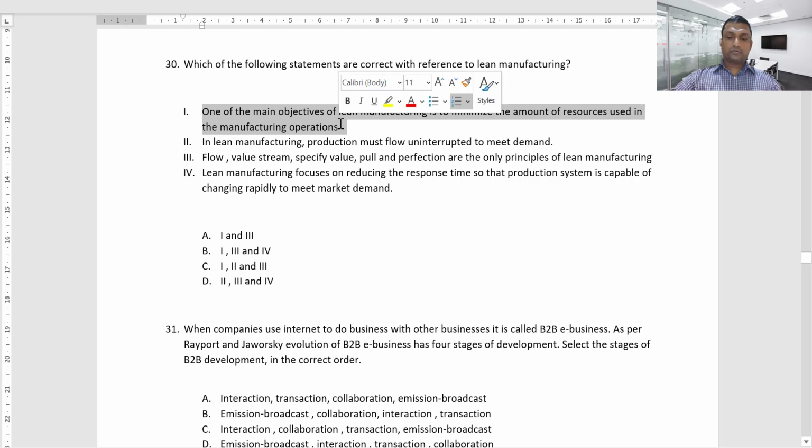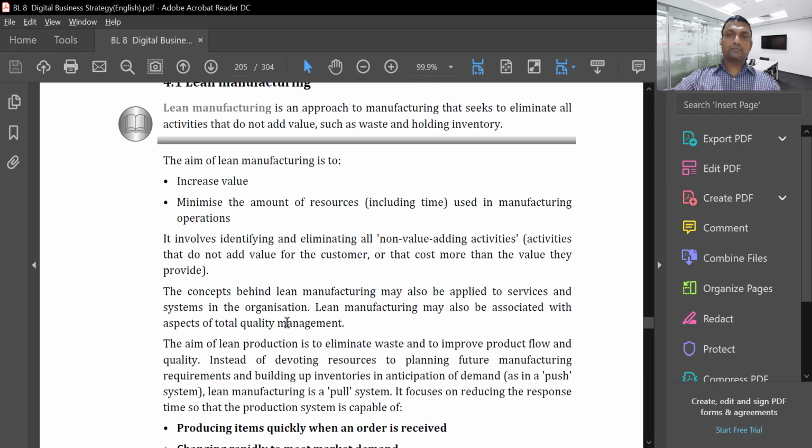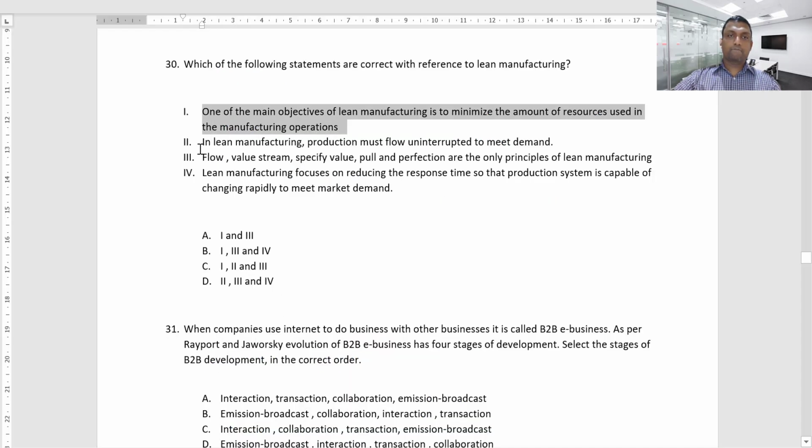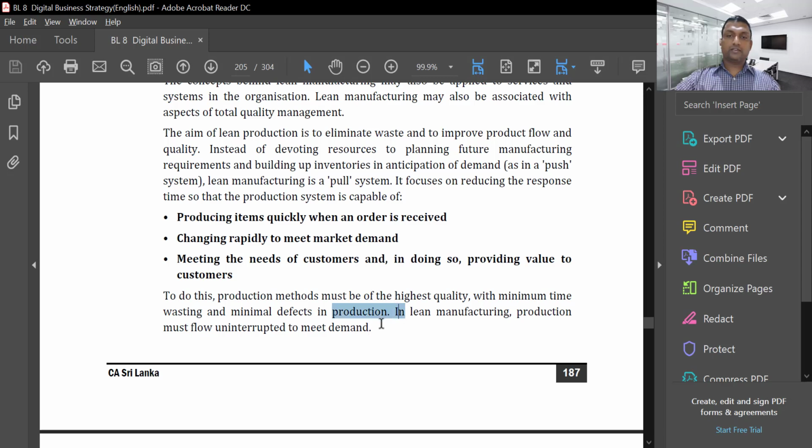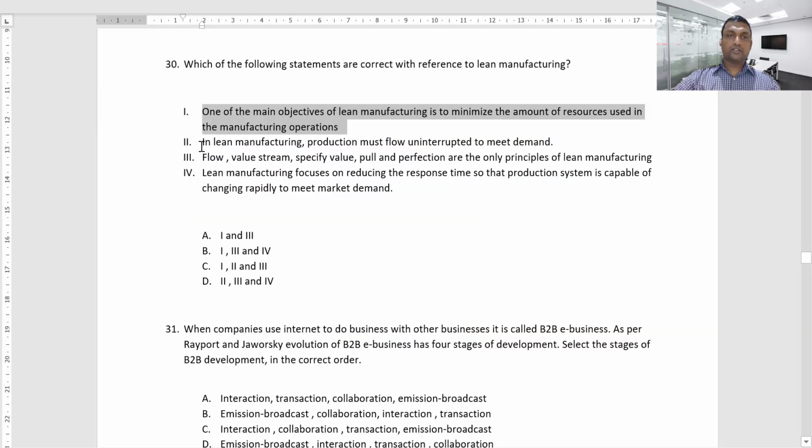Right, first point. One of the main objectives of lean manufacturing is to minimize the amount of resources used in the manufacturing process. Yes, we just saw how this is done. Number 2, in lean manufacturing, production must flow uninterrupted to meet the demand. So that is also clearly explained here. Production must flow uninterrupted to meet the demand. The second one is also correct.